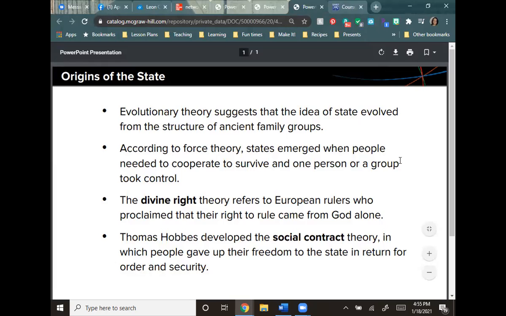Now, there are four theories about the origins of the state. Origins of the state means how countries are made.